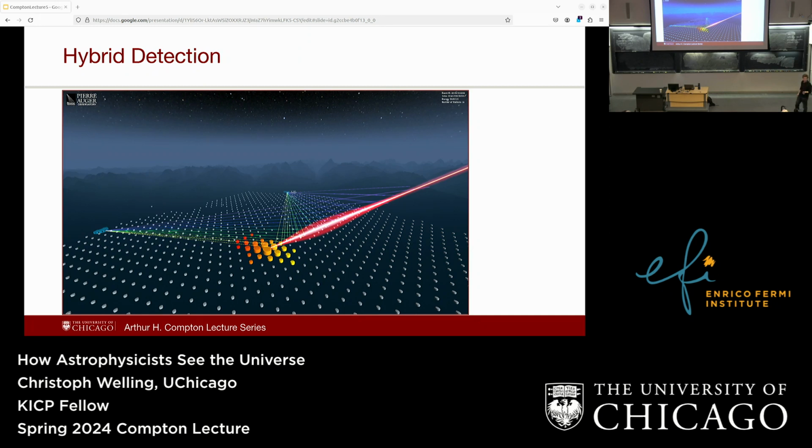You're going to have them running at the same time. So some of the showers you're going to see with both. And so you can use these very accurate fluorescence telescopes to calibrate your surface detector. Then if you have another shower during the day, you have calibrated your detector, and you can also calculate the energy of the shower if you don't have the fluorescence data.